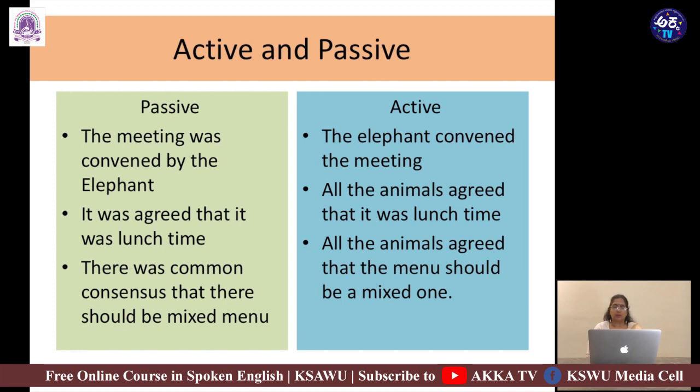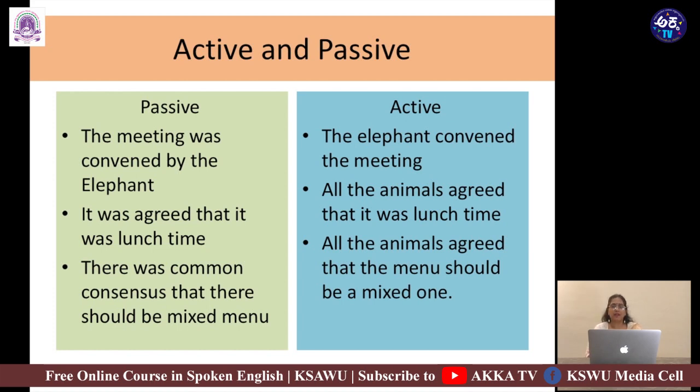Well, the second one. All the animals agreed that it was lunchtime. Now the meeting was happening and then they suddenly felt hungry. So they said all the animals agreed that it was lunchtime. It was agreed that it was lunchtime. Now this sentence is a passive sentence. It means all the animals have come to a conclusion that it was lunchtime and it was just reported like that. The third sentence. All the animals agreed that the menu should be a mixed one.